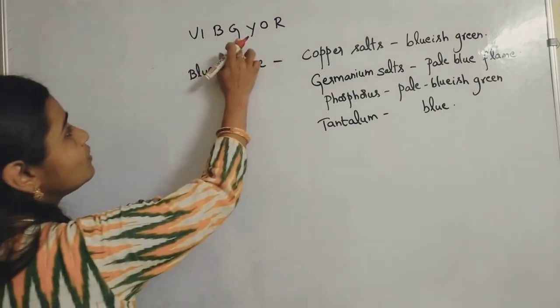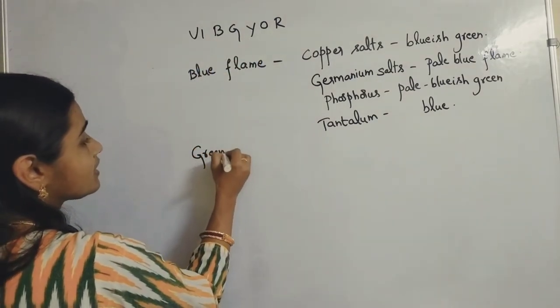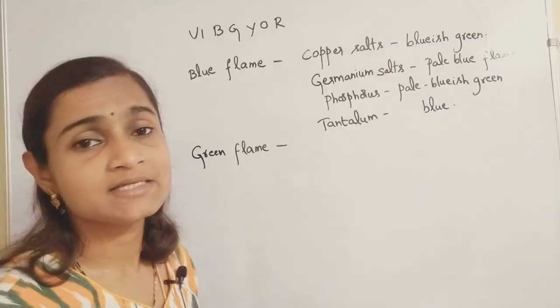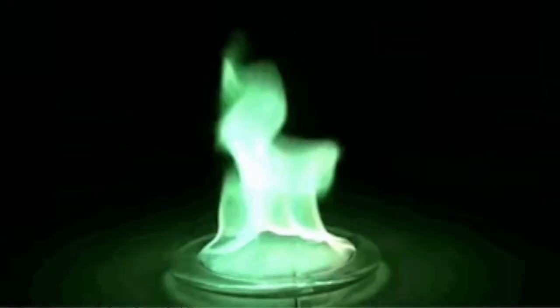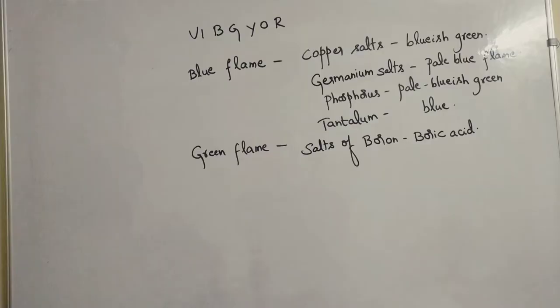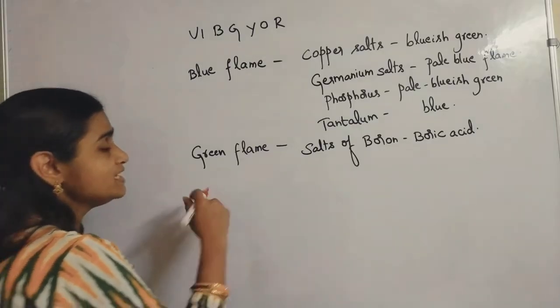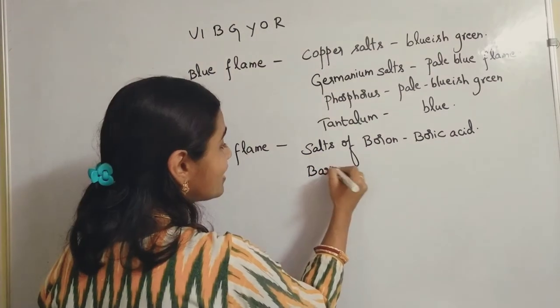After blue, next comes the green flame. The green flame is given by boron salts. You might have seen boric acid. Boric acid gives you a green color flame. Very important, very nice flame. By seeing that, definitely we'll enjoy. Then barium and antimony also give you a pale green or apple green colored flame.